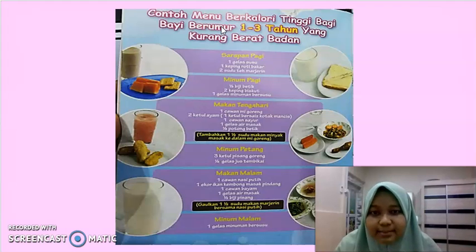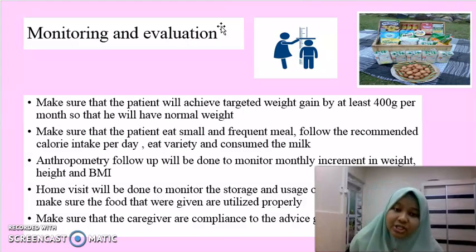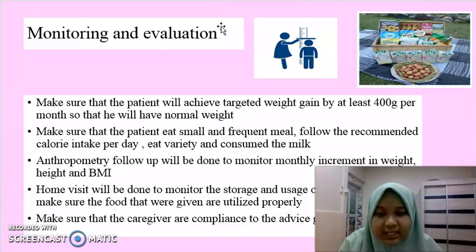Okay, so these are the examples of the menu, and actually this menu I took from the recommended book which is published by the KKM. So this is the guideline. And for the monitoring and evaluation, we need to make sure that the patient will achieve targeted weight gain of at least 400 grams per month so that he will have a normal weight. And then we need to make sure that the patient eats small and frequent meals, so that he can follow the recommended calorie intake per day.